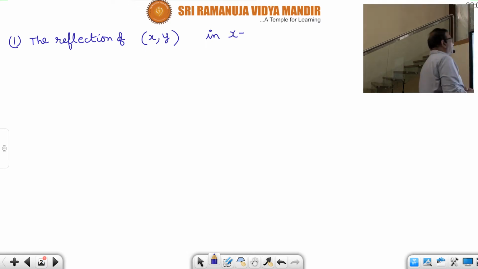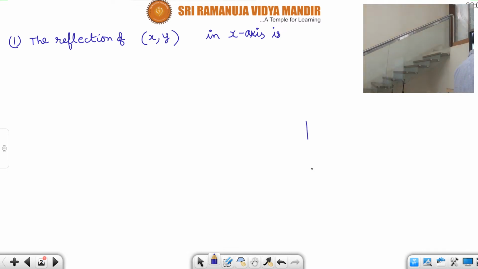The reflection of the point x comma y in, why I am leaving so much gap for x comma y, people may be wondering, so they will come to know about it later. The reflection of x comma y in x-axis is, anybody? What is the reflection of the point x? X. Wait, correct, that is correct.